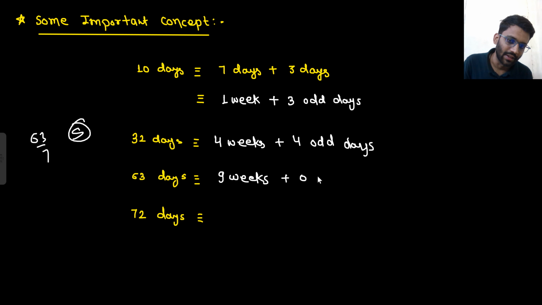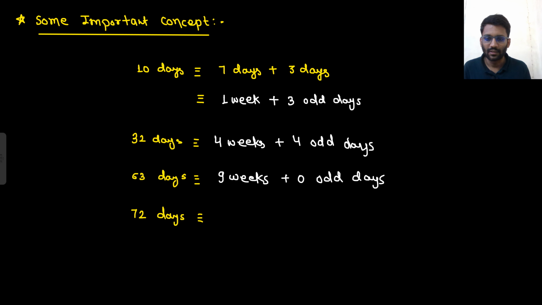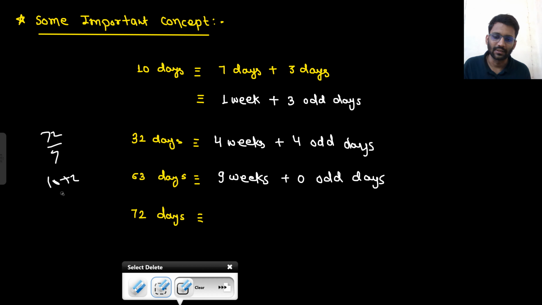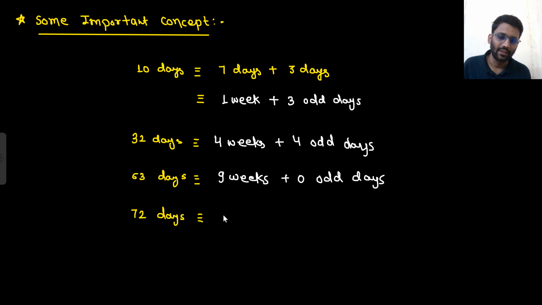Odd is just a term, odd days. It doesn't mean odd or even, nothing like that. Odd days means different days. Odd means different. What about 72? 72 means 10 weeks plus 2 days, because 72 by 7 is 10 plus 2. So 10 weeks plus 2 odd days. Very simple concept, even a school student can tell it, right?